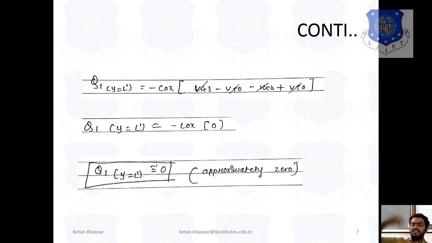Fine, the channel will be in the saturation region when Vds is greater than or equal to Vgs minus Vto. So what exactly is Vc of y? Vc of y at y is equal to L dash is Vgs minus Vto. So approximately we are getting Q1 of y equal to 0 in this particular region. Because of that, the channel will not form.